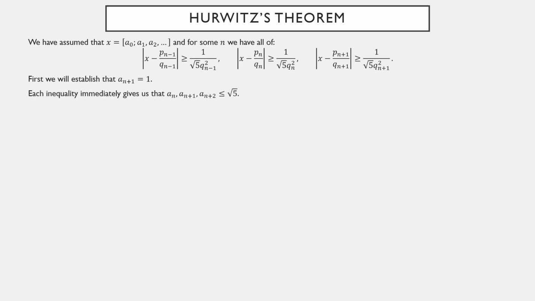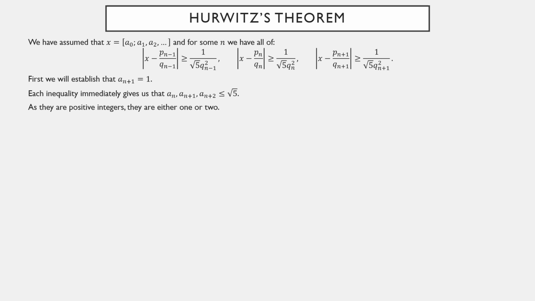Now, each inequality on its own actually tells us quite a lot. This quantity here is definitely less than 1 over qn times qn minus 1, but qn is at least as large as an times qn minus 1. So this is definitely less than 1 over an times qn minus 1 squared. If we're bigger than or equal to 1 over root 5 times qn minus 1 squared, this tells us that an is less than or equal to root 5. Similarly, this tells us that an plus 1 is less than or equal to root 5, and this tells us that an plus 2 is less than or equal to root 5. But the partial quotients have to be positive integers, so if they're less than or equal to root 5, they have to be either 1 or 2.